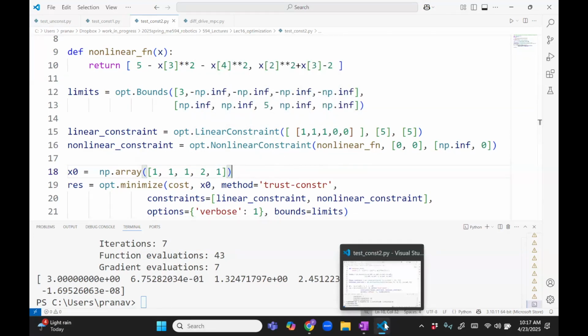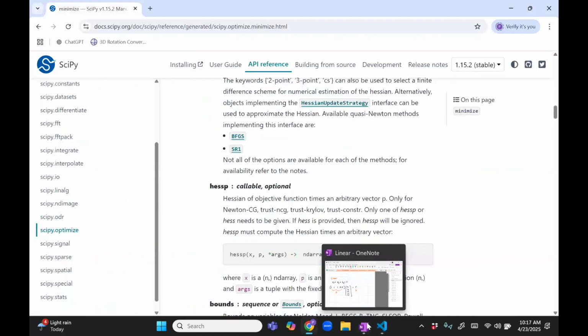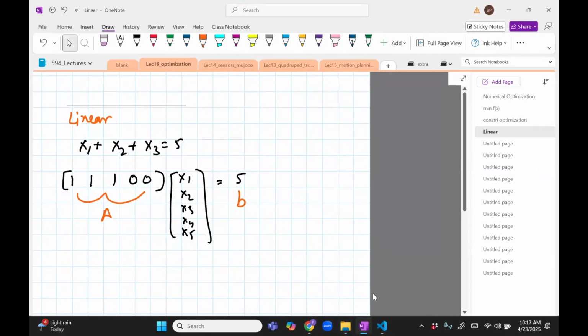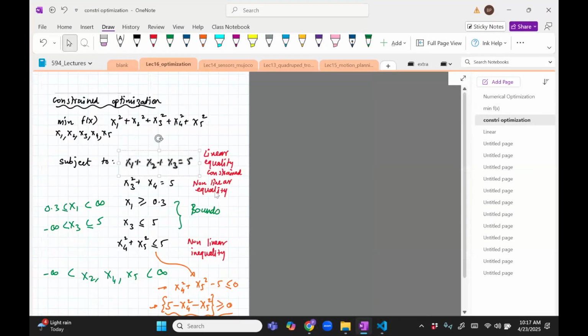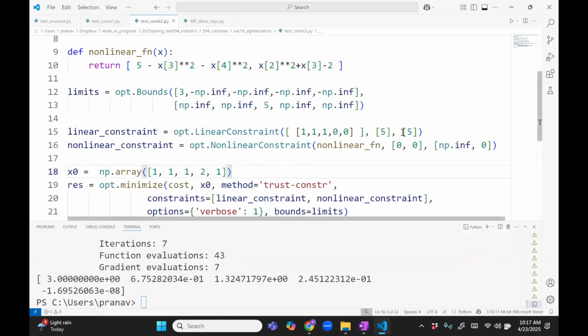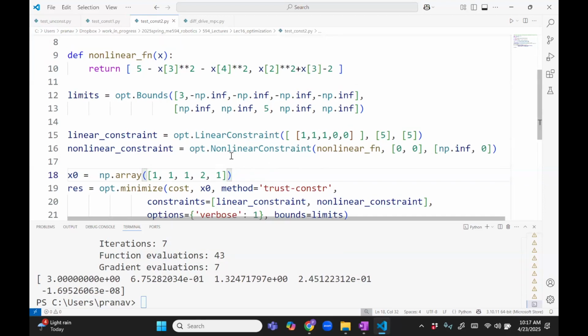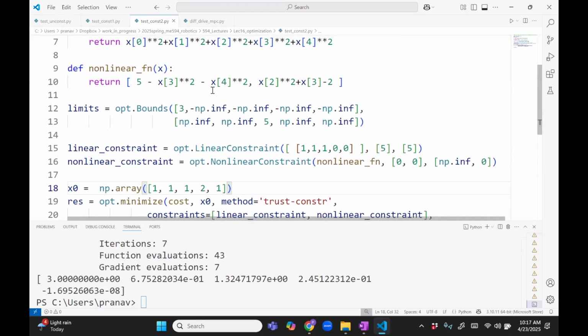Because now if you have a constraint which was actually an inequality constraint, so let's say that this was less than 10, but greater than 2, then what happens is you will specify 2 and 10, and that's how you'll take care of it. The nonlinear constraint is basically a nonlinear function, which is defined here: 5 minus x3 minus x4 square, x2 minus, and it's telling you the bounds again on that function.